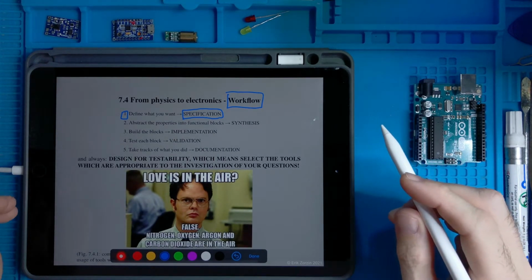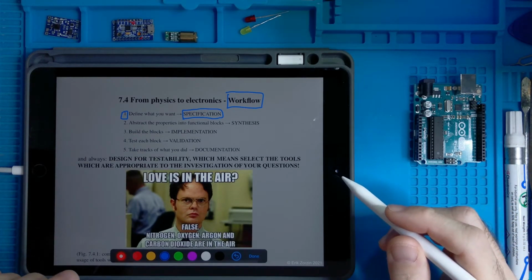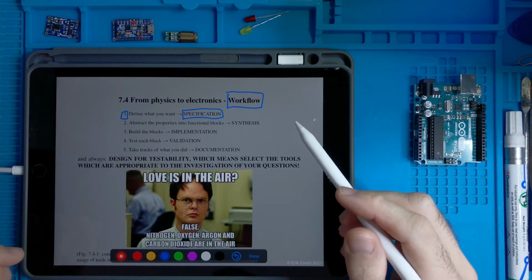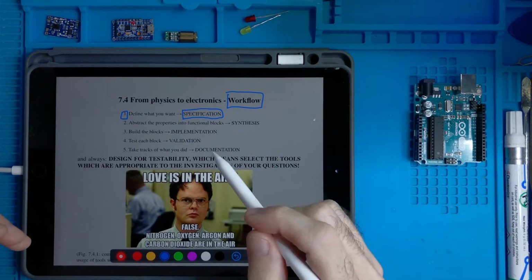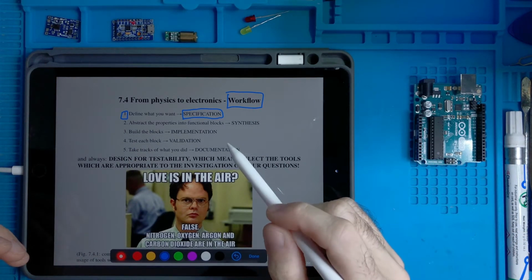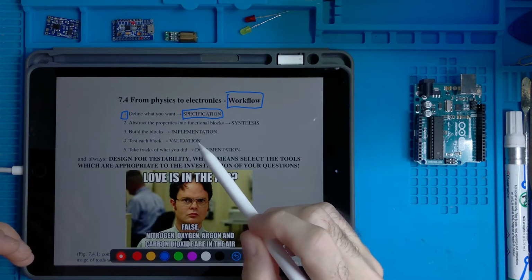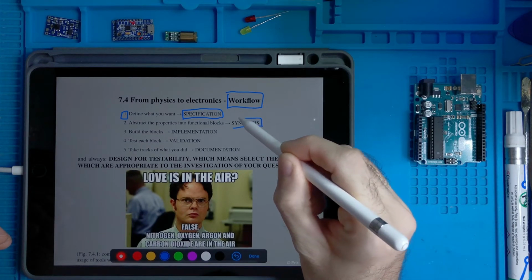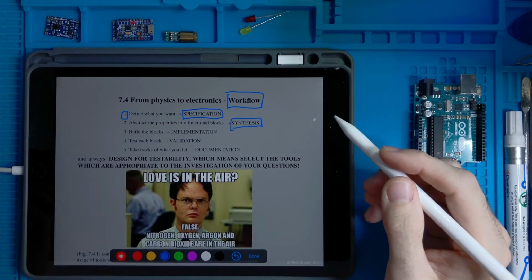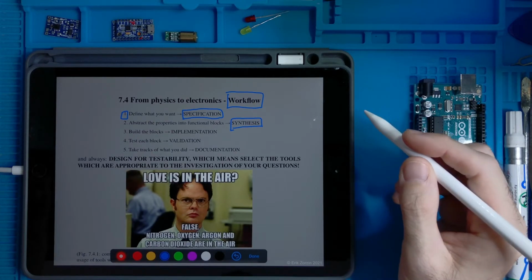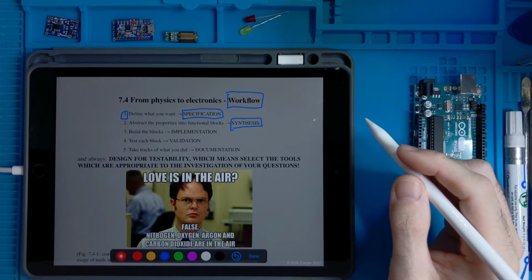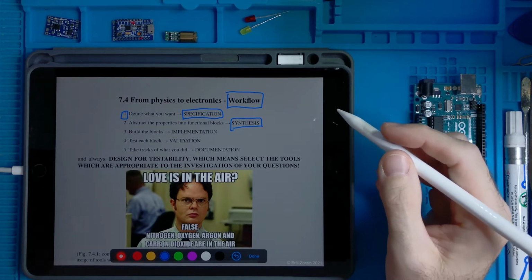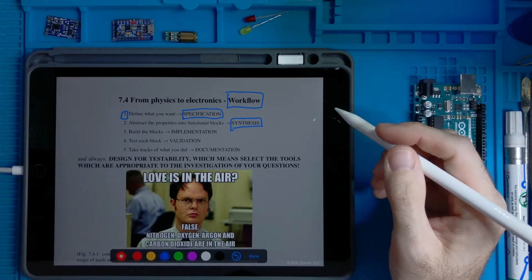Then if we stick to this example of temperature control of a room, I can go further and I can start speaking about how to abstract all those properties into functional blocks, which means synthesis. For instance, after having reasoned a little bit, I can understand I will probably need a sensor of temperature, a kind of actuator in order to heat or cool the room.